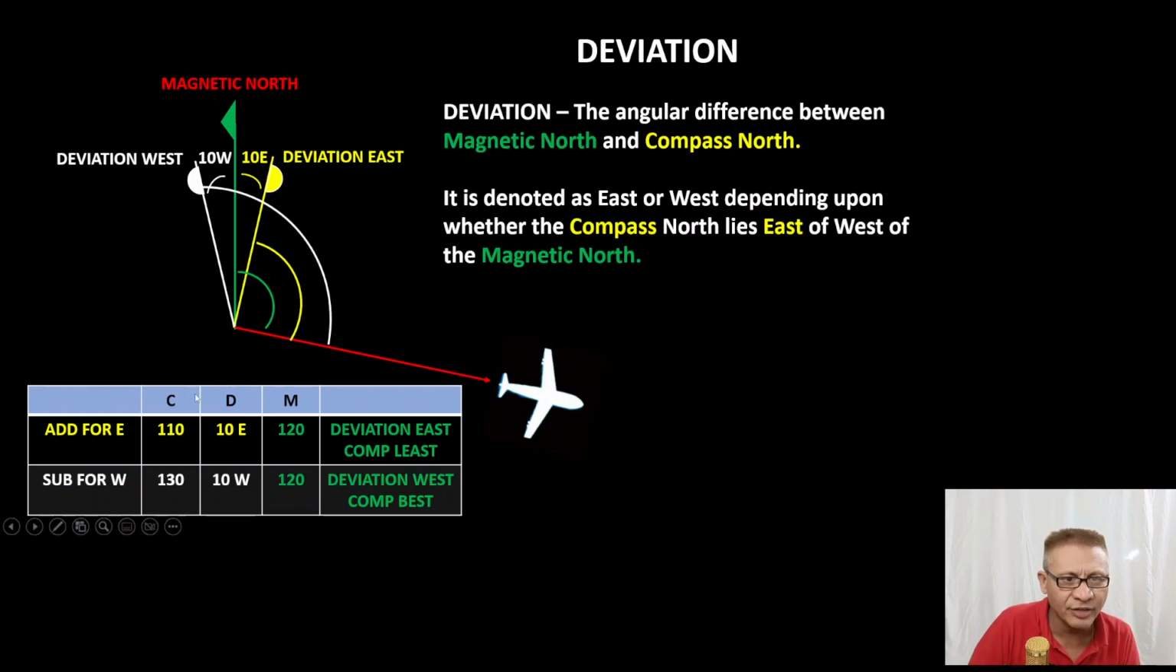Likewise, if my deviation is 10 degrees west, I'll have to start measuring from here, depicted by the white line. My magnetic heading was 120, depicted by this green line. So in this case, the compass heading will be 120 plus this deviation, 10 degrees west, so it will be 130. The same mnemonic can also be applied here. If the deviation is east, the compass is least. If the deviation is west, the compass is best. However, as I told you earlier, instead of using this mnemonic, if you draw this diagram, you will never ever go wrong.